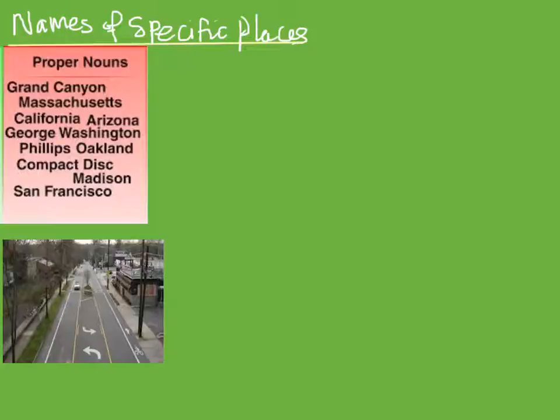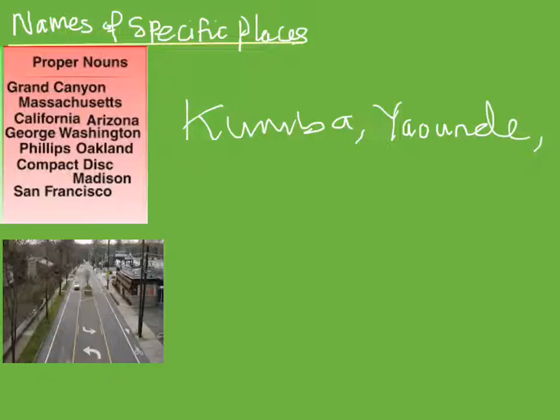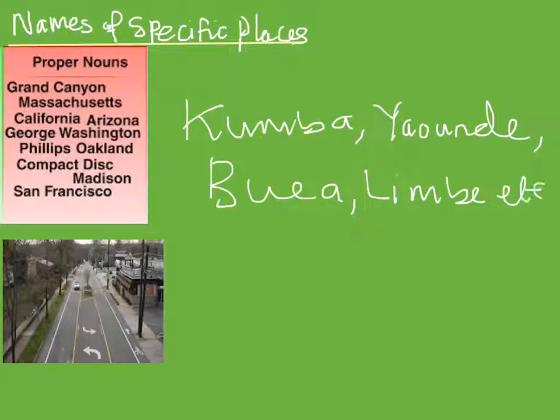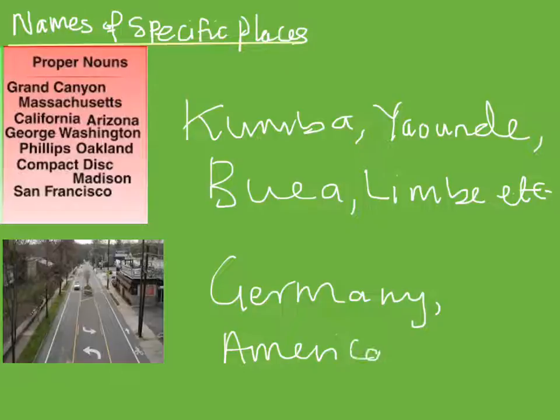Now, names of specific places. Nouns can name specific places. Maybe you can talk about Yaoundé, Boya, Limbe, etc. There are just many of them that you can use. You can also talk about countries, maybe Germany, America, Nigeria. There are just so many names that are given to places, and these are referred to as nouns that name specific places.